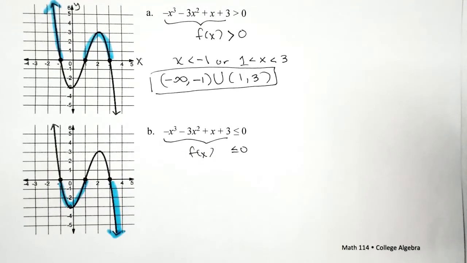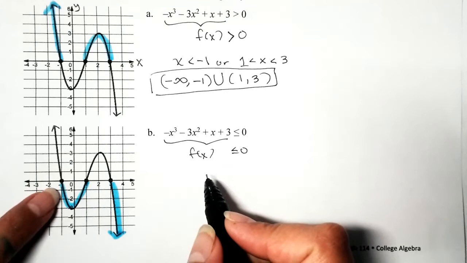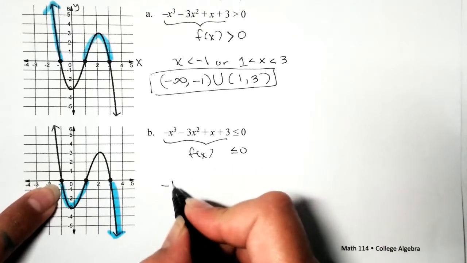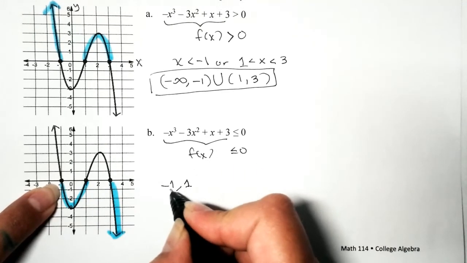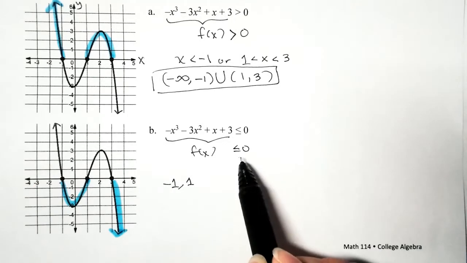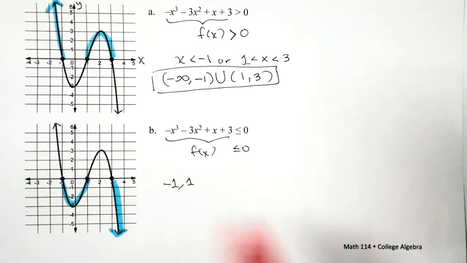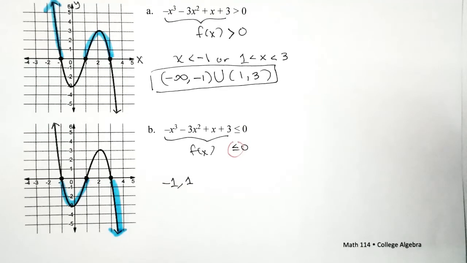Okay, so I'll just go straight to interval notation. It's going to be from -1 to 1. Are the endpoints in? Are the endpoints out? The inequality symbol does have the equal to part, so the endpoints are in. So we're going to put brackets.